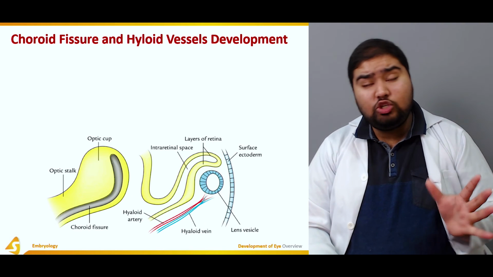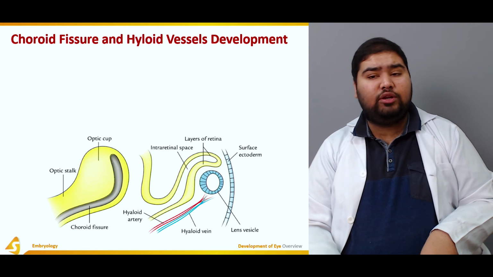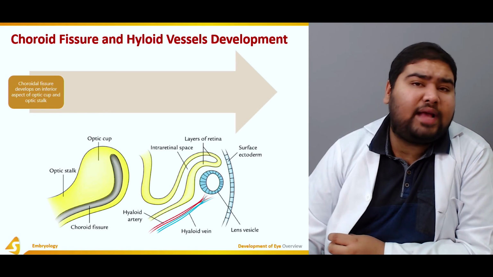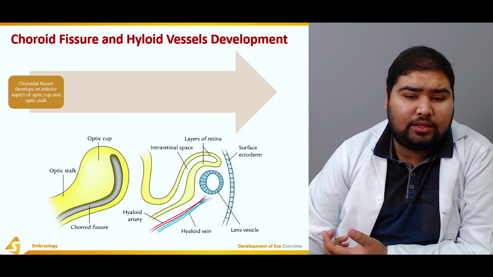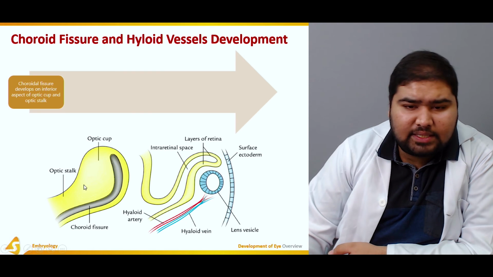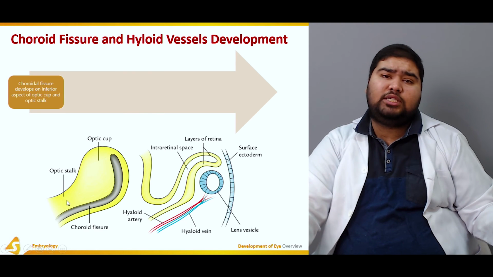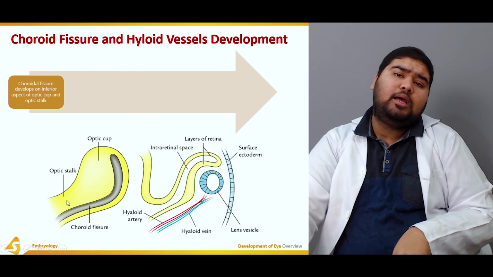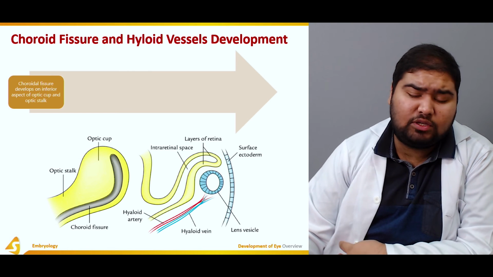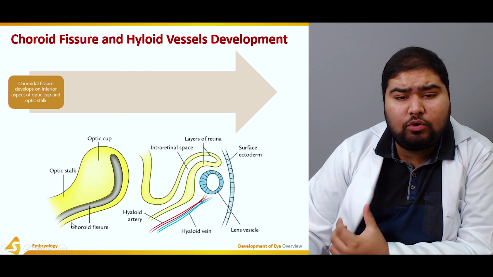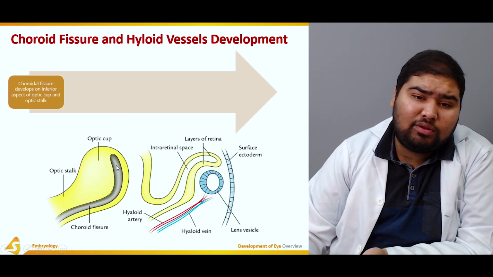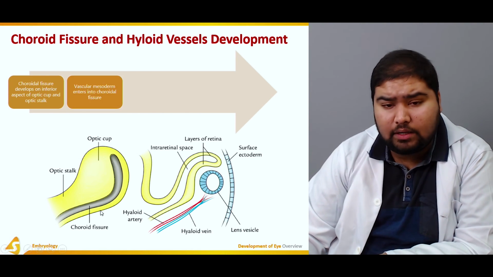So let's talk about the choroid fissure and the hyaloid vessel development. The choroid fissure develops on the inferior aspect of the optic cup and the optic stalk. So this in yellow is the optic cup, this is the optic stalk. The optic stalk is the communication with the developing forebrain. The optic cup is the distal dilated portion of that optic vesicle that was formed. Now this is the choroidal fissure in gray. It develops on the inferior aspect of the optic cup and stalk.